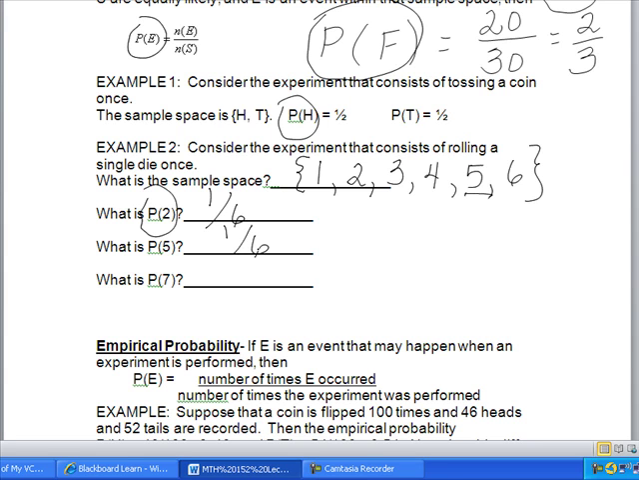Finally, what is the probability of rolling a 7? Well, we see we have no 7s. So an impossible event has a probability of 0. When the event is impossible, the probability is equal to 0. All right, so this is the classical or the theoretical probability.